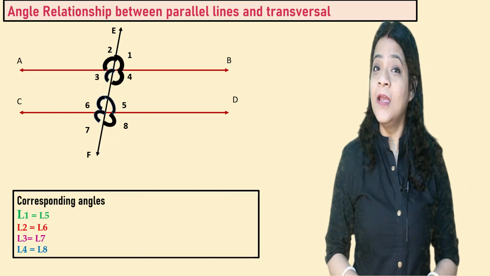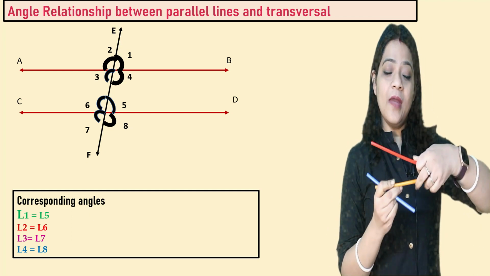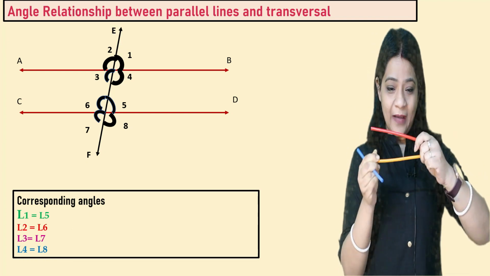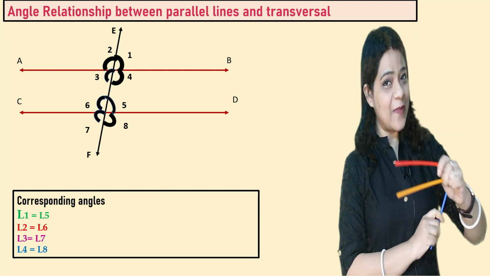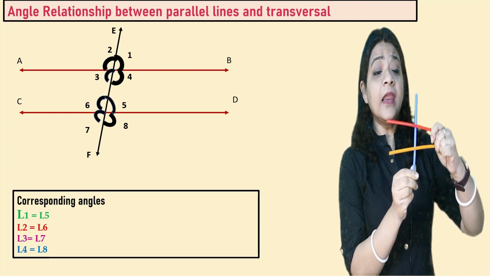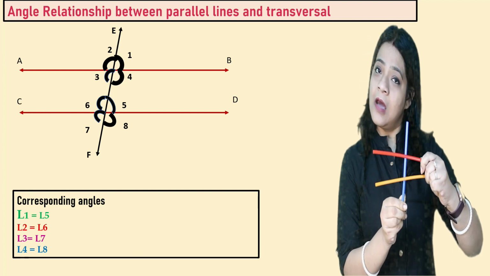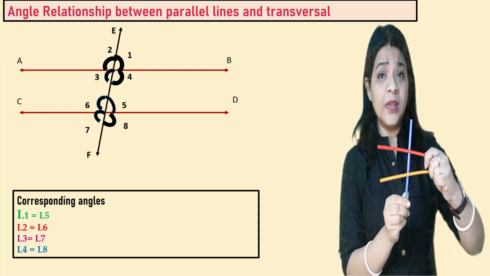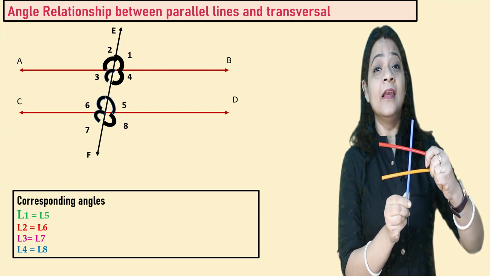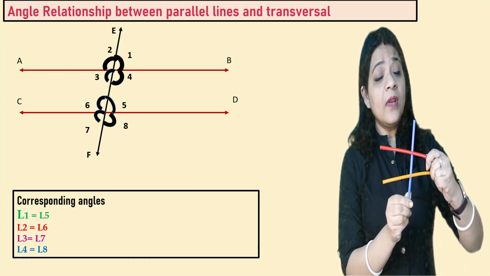Now what will happen if this transversal cuts parallel lines? AB and CD are two parallel lines, though my drawing is not exactly parallel, still consider them parallel lines, and EF is the transversal cutting AB and CD at points P and Q. So here also angles 1, 2, 3, 4 are formed, and 5, 6, 7, 8 are formed by the line CD and the transversal. Now what will happen?